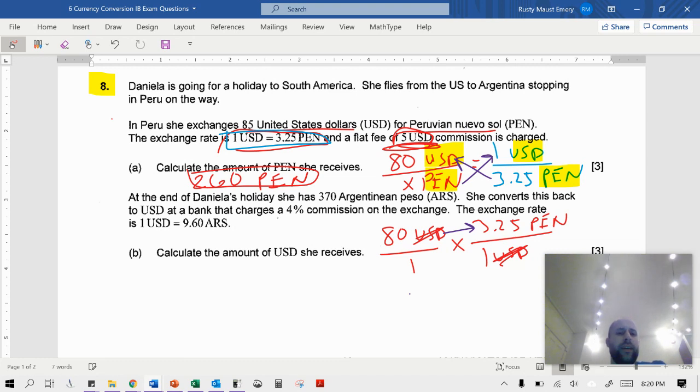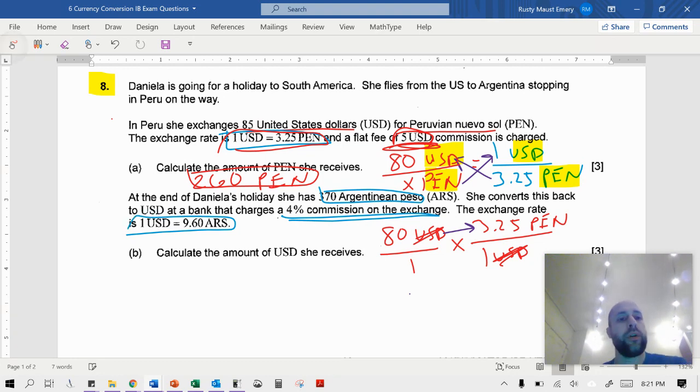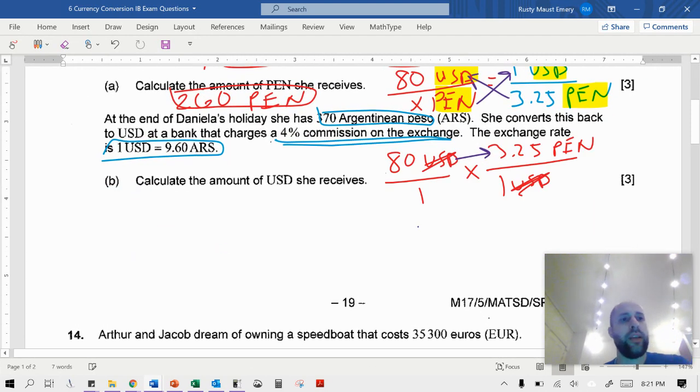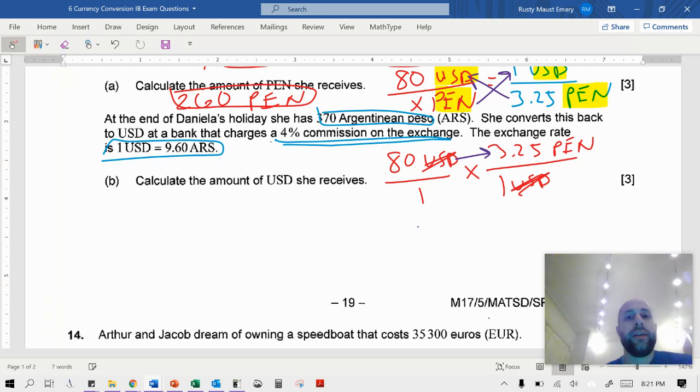At the end of her holiday, she has 370 Argentine pesos. She converted this back to US dollars, and the bank charges a 4% commission on the exchange. The exchange rate is $1 for 9.6 ARS. And I don't know if my ink's going to cooperate. There we go. So first of all, we can do the commission. The commission is just a percentage, so we can do the percentage at the beginning or at the end. It really doesn't matter. So let's just do the commission right off the bat, the 4%.